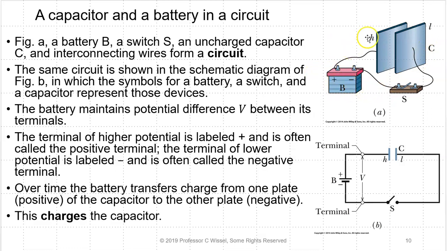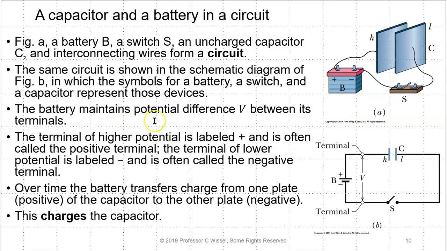So here's the battery, here's the capacitor with its plates and a switch. So in figure A, a battery B, a switch S, and an uncharged capacitor C are, along with interconnecting wires, form a circuit. The same circuit is shown in the schematic diagram of figure B, in which the symbols for a battery, a switch, and a capacitor represent these devices.